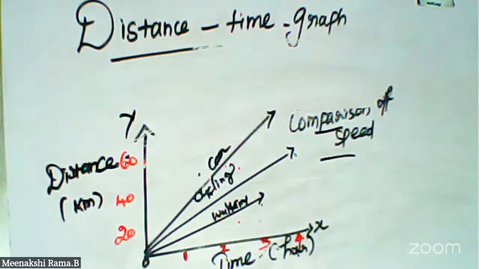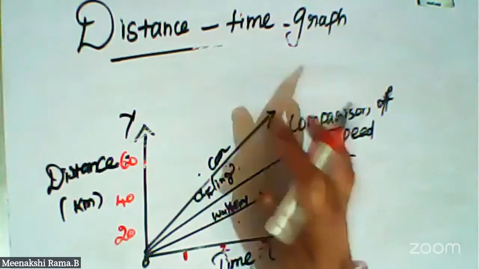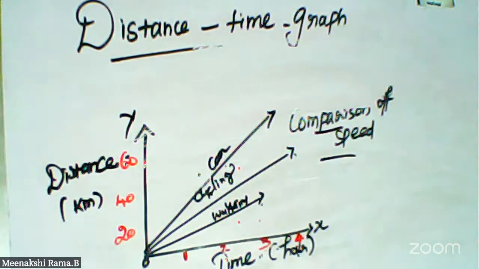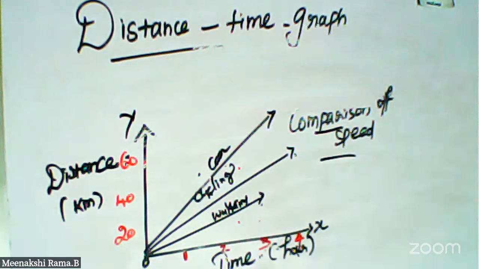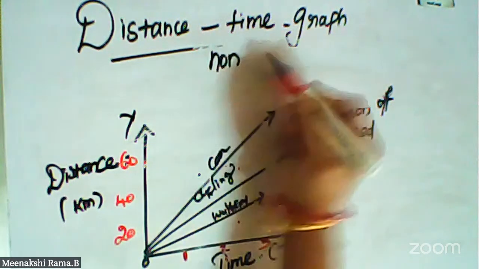The distance-time graph shows different kinds of speed. So the slope is also different. It is a straight line, but the graphical structure differs, not gradually. It is not uniform motion. It is the example of comparison of speed. Okay. Next one is the distance-time graph in non-uniform motion.